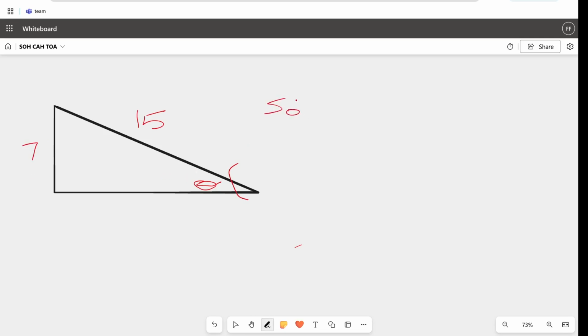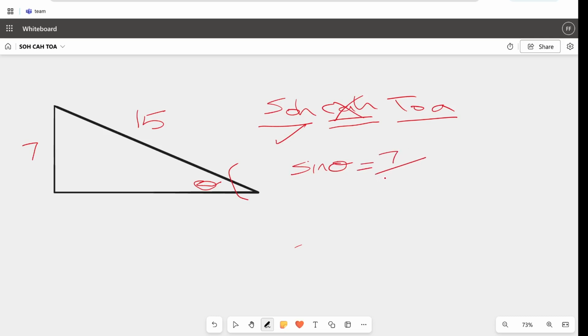Now again, SOHCAHTOA. Which one do you think we can apply here? We have the hypotenuse and we have the adjacent, so definitely we can apply this one, right? Cosine of the angle is equal, no, sorry, not this one, sorry. We have the hypotenuse and the opposite side, so this is the one that we need to apply, right? Sine of the angle is equal to opposite over the hypotenuse, which is equal to 15.